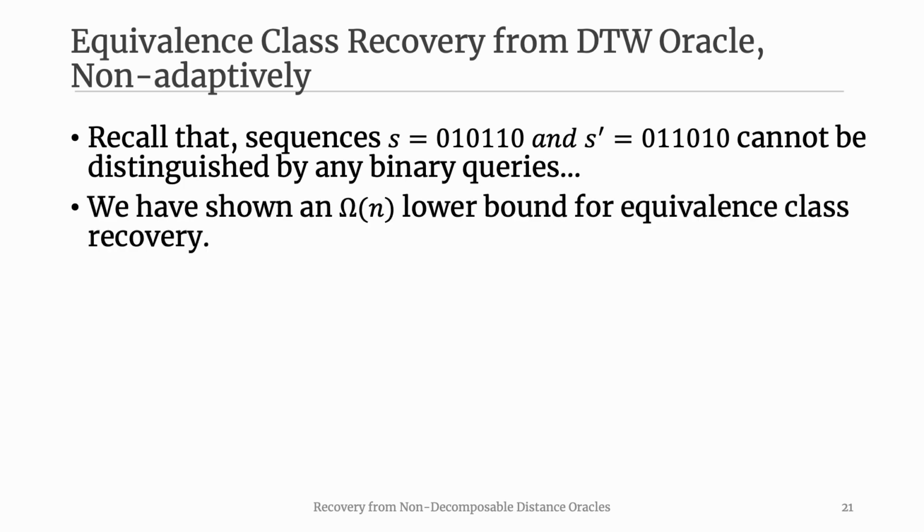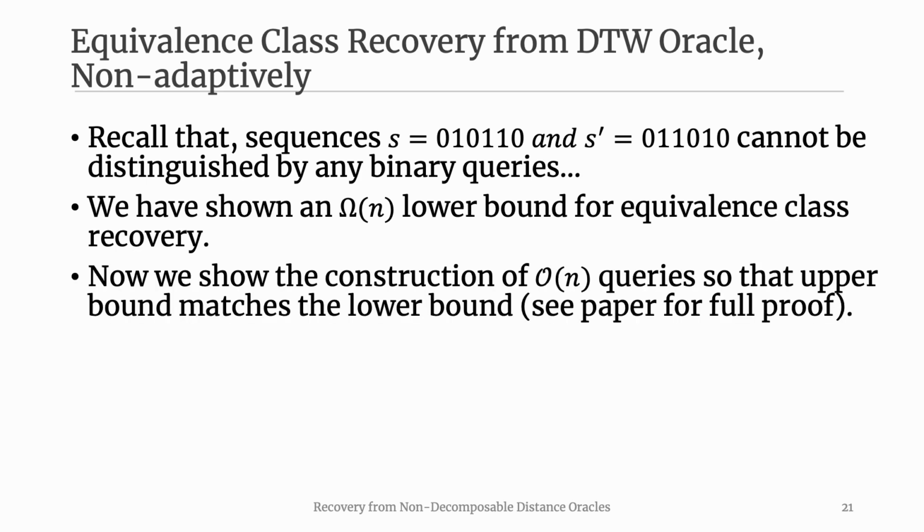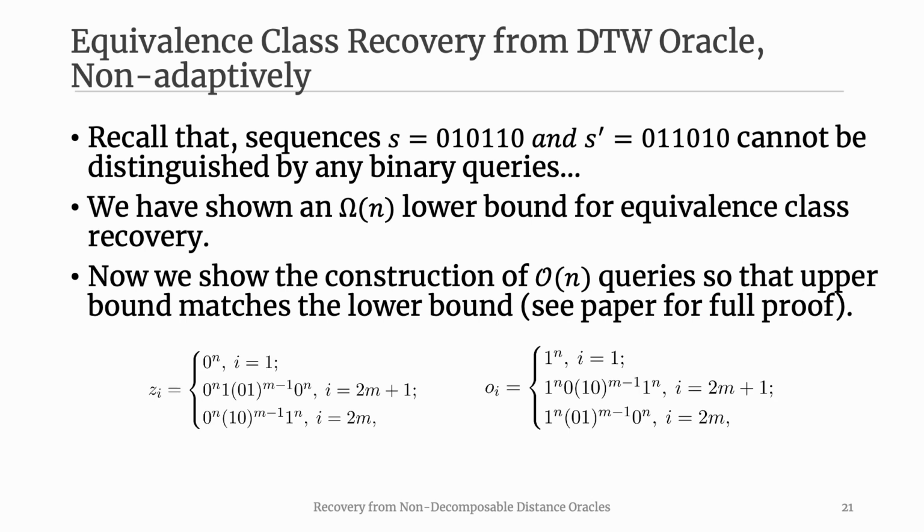If you are looking for equivalence class recovery, I have shown you the lower bound, which is omega(n). Now I can tell you the upper bound of the equivalence class recovery, which is also O(n), which matches the query complexity lower bound. We show this by a constructive proof. We came up with these two groups of queries, zeros and ones. They are 0-1 complementary. The essential idea of constructing this set of queries is to cover all possible numbers of rounds for n length sequences.